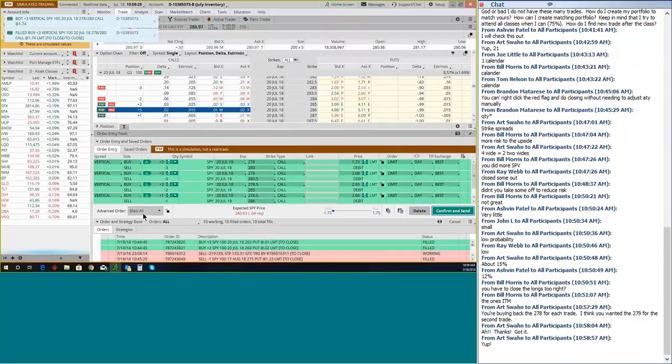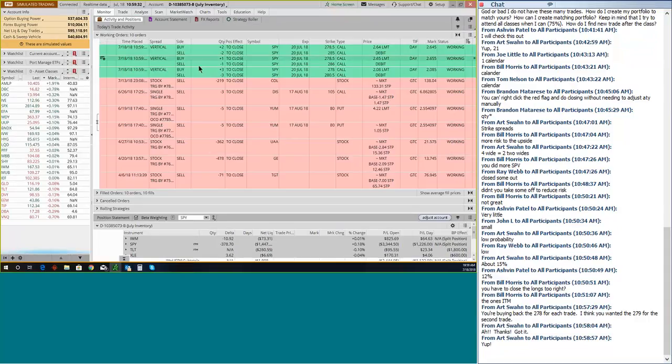So you notice I did a blast all, which basically puts all these trades out there. See, one of them failed and the rest of them are right there working. They're all just individual trades. It was like one big ticket with multiple trades on it at the same time. That's what the blast all does.